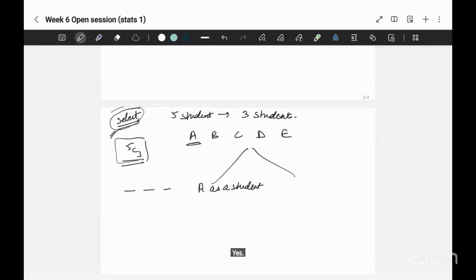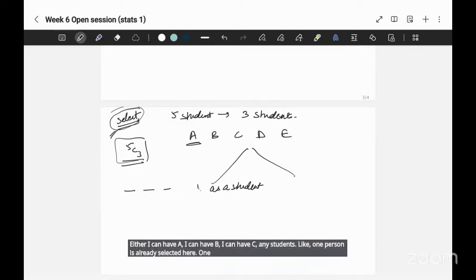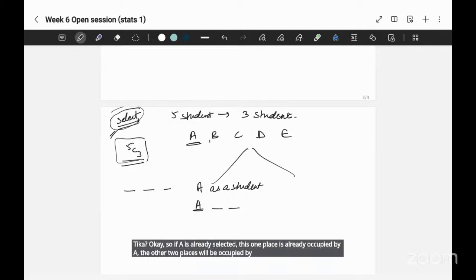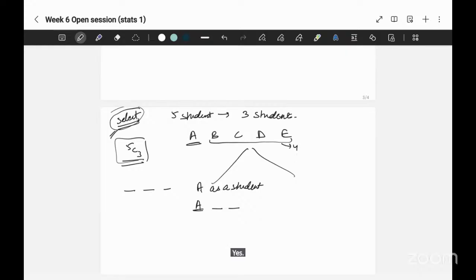Yes, ma'am. Either I can have A, I can have B, I can have C, any student. One student is already selected, so I'm taking A as that one person. So if A is already selected, this one place is already occupied by A. The other two places will be occupied by the other four students. So it will be in how many ways? 4C2. Yes, ma'am. This is clear.